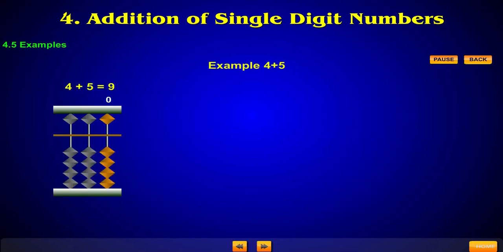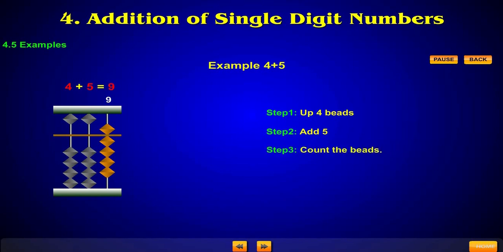Example: 4 plus 5. Step 1. Up 4 beads. Step 2. Add 5. Step 3. Count the beads.